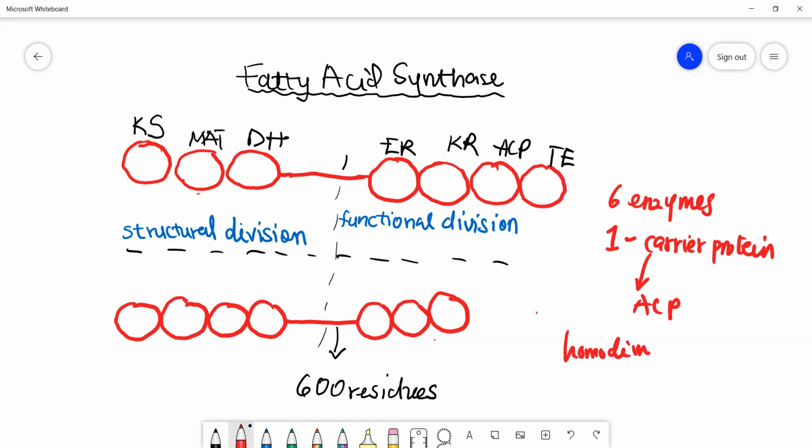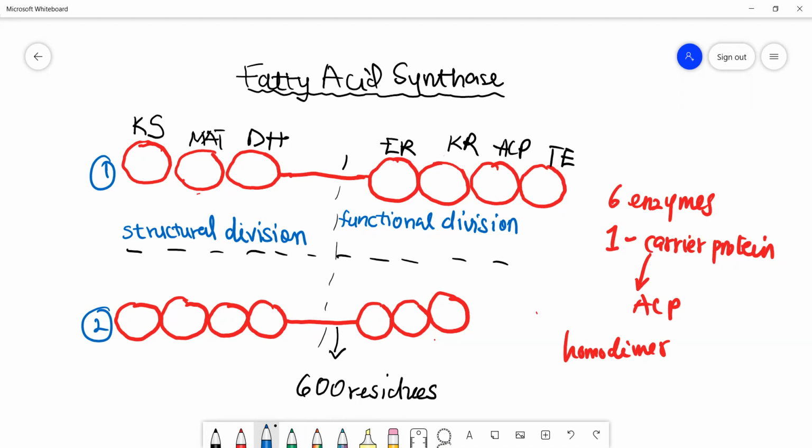A homodimer. So if you check, this is one fatty acid synthase and this is another fatty acid synthase. But should they be able to catalyze the reactions that we'll talk about later on, they need 2 of those synthases coming together. They dimerize.